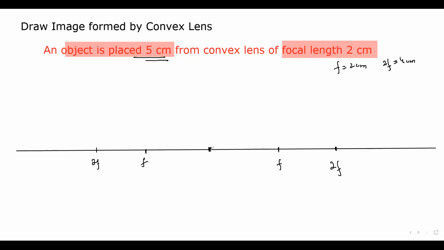From the position of the lens, center of the lens, measure 5 centimeter. Either, it's up to you. You can measure to the right hand side, or you can measure from the left hand side. So measure 5 centimeter and draw an object. How we draw an object?